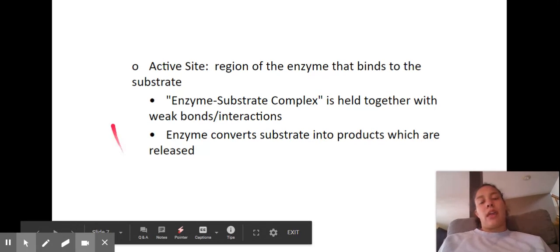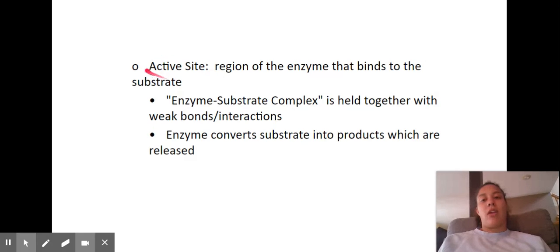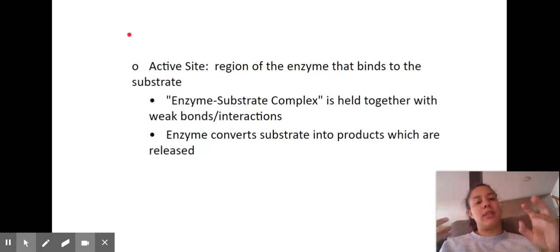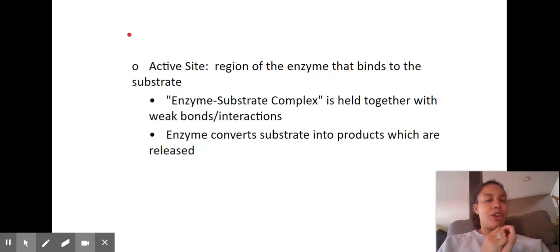So how do they interact with their substrates? They have a region on the enzyme called the active site. So it's basically that zone that has a specific shape to it where the substrate can come and lock into place. That's called the active site. And again, once they come together and join forces, it's called the enzyme substrate complex, where they have some weak bonds holding it together when the chemical reaction occurs.